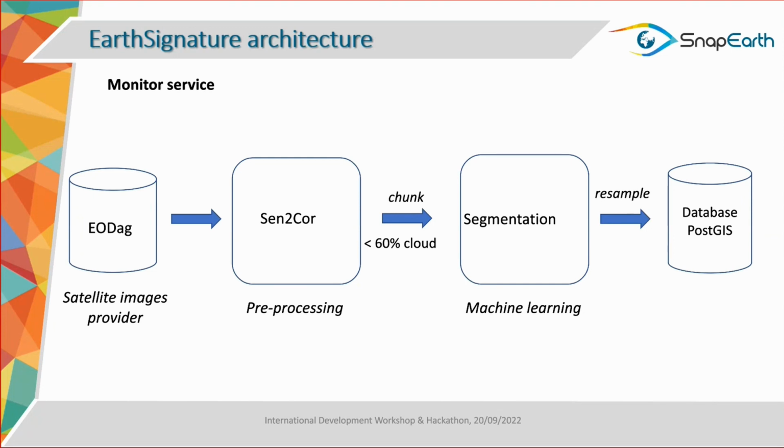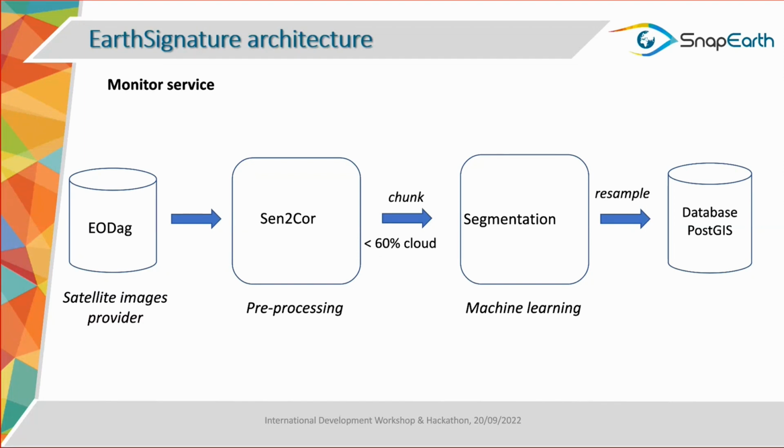So we take one image, and we process it with Sen2Cor to make it more complete and more precise. After this pre-processing, we know exactly what the coverage of clouds on the image is. If there is more than 60%, we remove it. And after, we chunk the image.